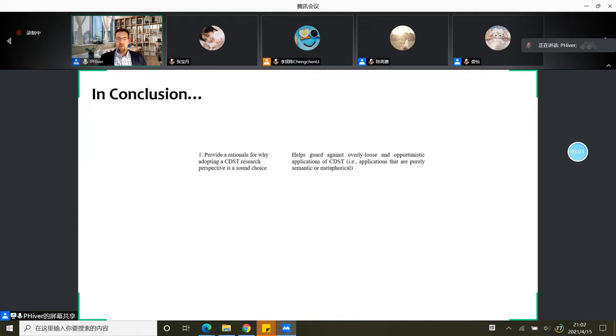So no matter what the method, complexity theory research in a single study should provide a clear rationale for why adopting a complexity theory research perspective is a good choice. Why would you do that? Well, providing an explicit rationale can help you guard against opportunistic, trendy, bandwagon applications of complexity theory.